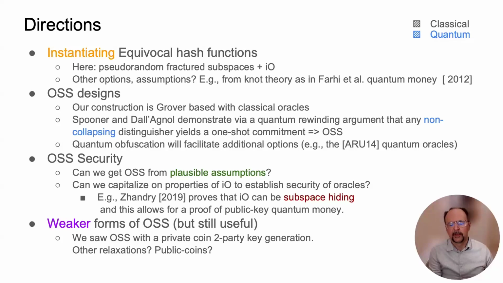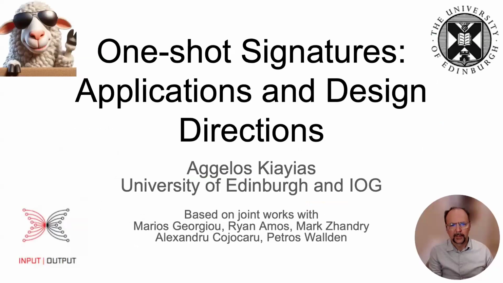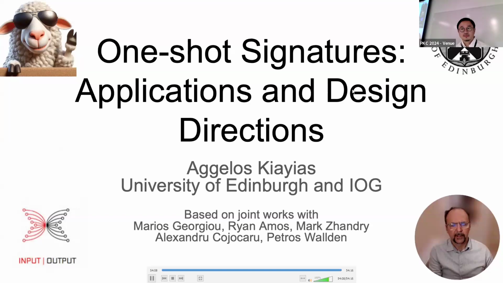Finally, as I briefly showed in the last example, weaker forms of one-shot signatures that are still useful are worth exploring. So we had this quick example on two-party key generation. And it's interesting to explore other relaxations, for example, a public coin version. With this, I'll wrap up. Thank you very much for your attention, and I'm looking forward to questions and discussions that you may have about one-shot signatures, their applications, and design directions. Thank you.